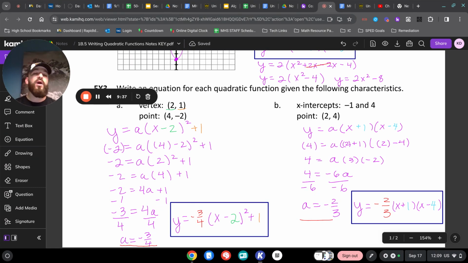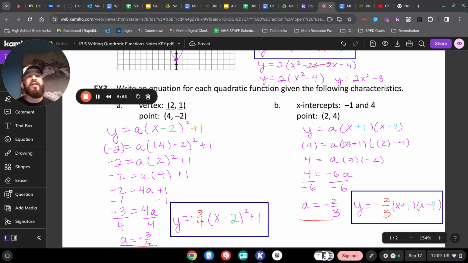And then over on our B, same thing, but this time in factored form because they gave us those x-intercepts. So y is equal to a, x plus 1 times x minus 4. Always opposite when we're plugging into those parentheses.